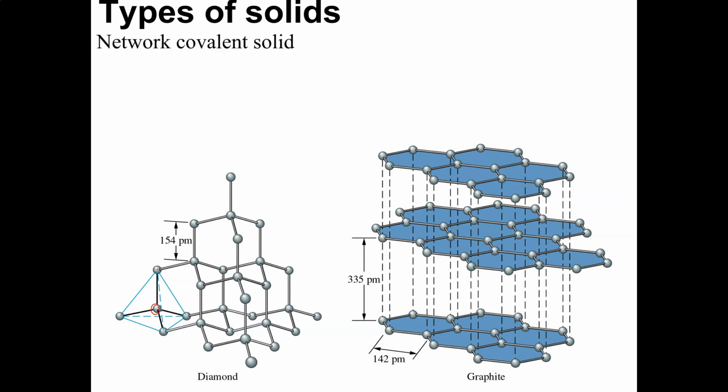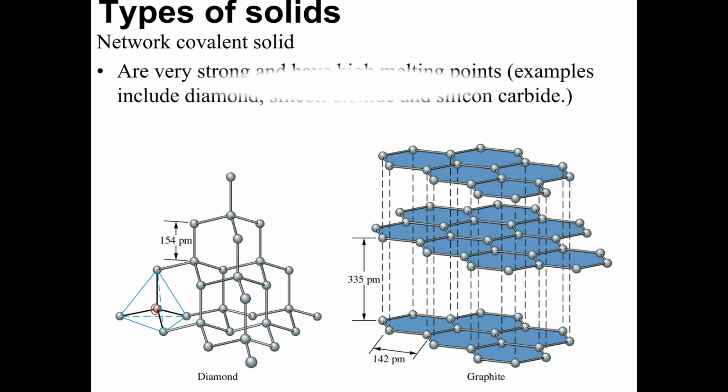So now covalent solids are, in terms of food chain, top of the food chain as far as melting point's concerned, because diamond's really hard to melt. They are very strong and have high melting points. Examples include diamond, silicon dioxide, and silicon carbide. So these are the ones you have to memorize. There's no way around it. Just remember it. Those are the three most common ones that come about. If you compare diamond, these are all carbons, right? So is graphite, they're all carbons.